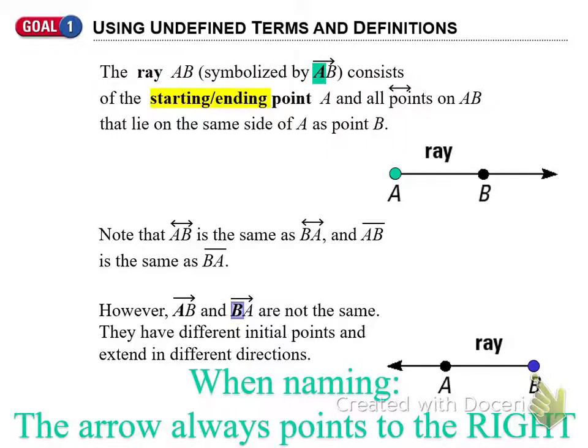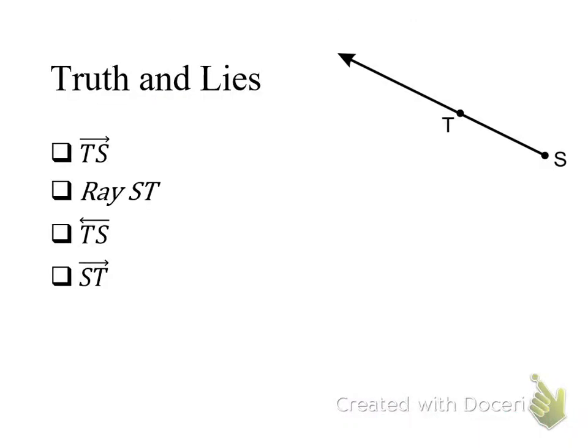So an arrow pointing to the right, and then you list the starting point and then the other point. And then we will practice. So this first one says TS. Why is that wrong? Because S is the starting point. Correct. This says T is the starting point, but in our picture, S is the starting point. So that one would not be correct.